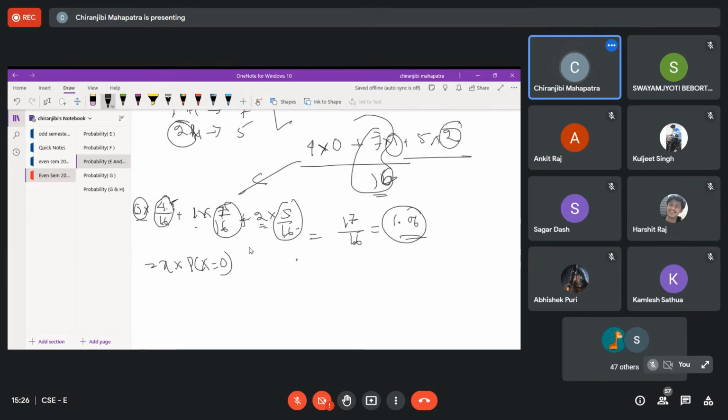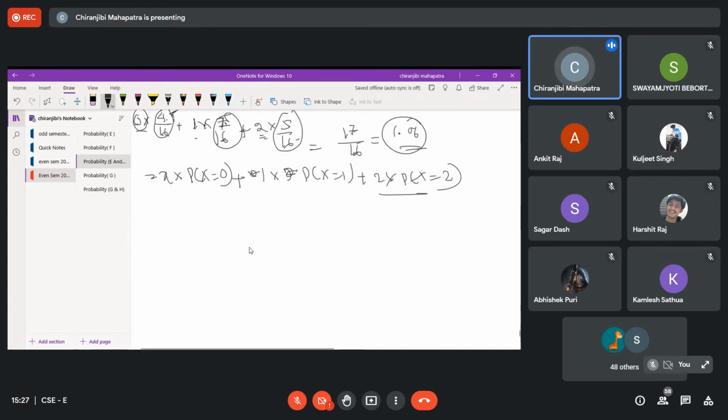That is 4/16 plus 1 into 7/16, that is the probability of x equals to 1, then plus 2 into probability of x equals to 2. ठीक, इस तरीके से हम इन जनरल फॉर्म में, that is the mean of the random variable is equals to summation of x into p of x. ठीक है. So this is the general formulation of the expectation.